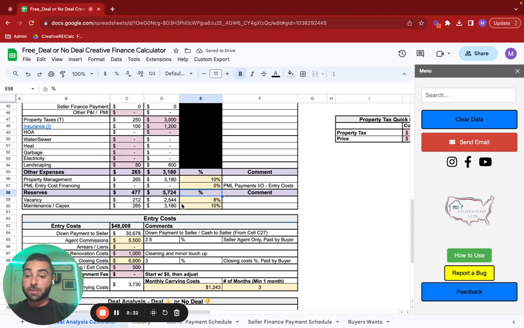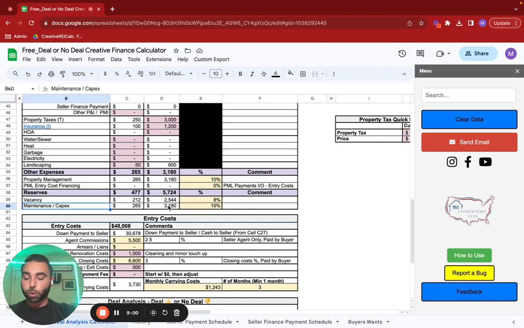And then reserves, you definitely want to make sure you're accounting for reserves, starting with vacancy, which is just when your property is sitting vacant. 8% basically translates to 1 month of the year the property is sitting vacant. So you want to account for your vacancy, and you want to account for maintenance and capital expenditures. Maintenance is your routine maintenance. You send a plumber or electrician out. Capital expenditures is when you have bigger purchases that you have to do over time as your property degrades.